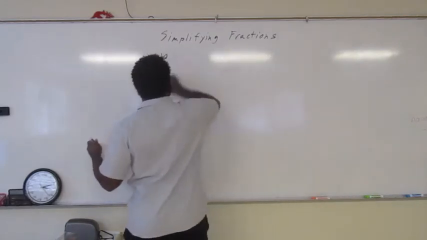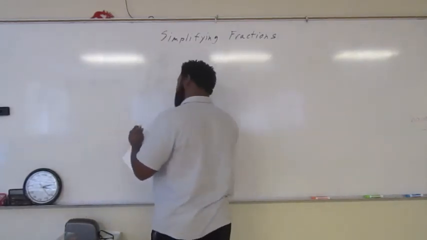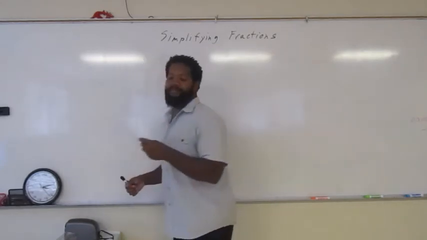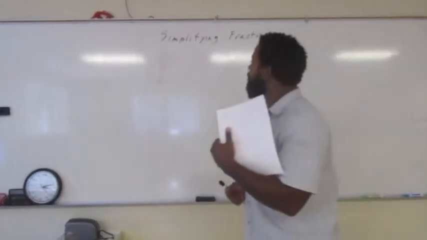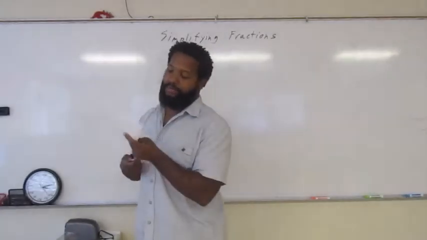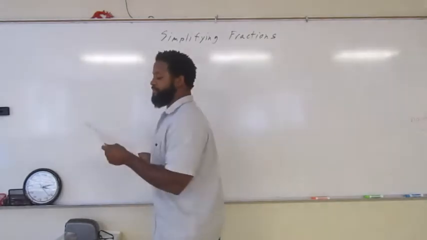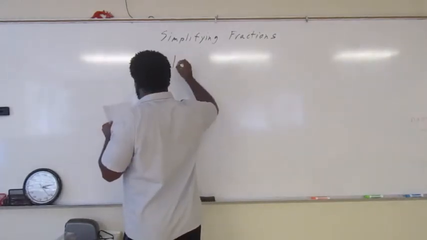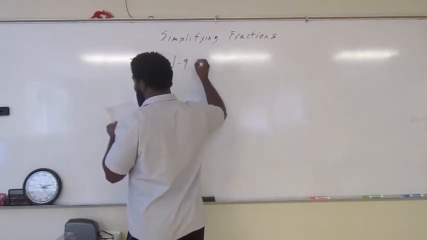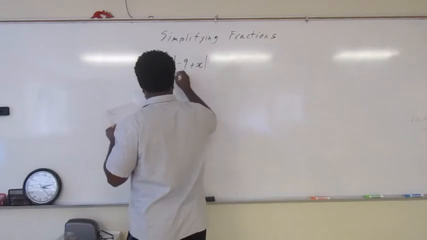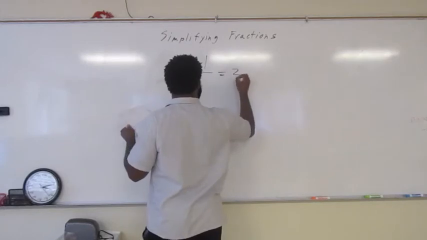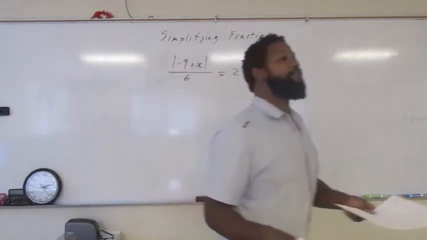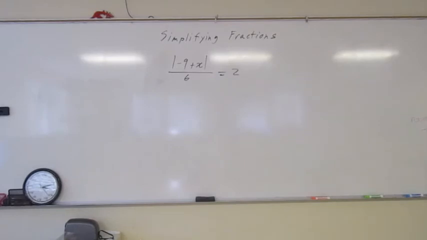Just a little bit of a refresh from last week. Let's look at number 1, shall we? You have the absolute value of -9 plus x, over 6 is equal to 2, right? If you do not have this paper, just write it down in your notes, okay?